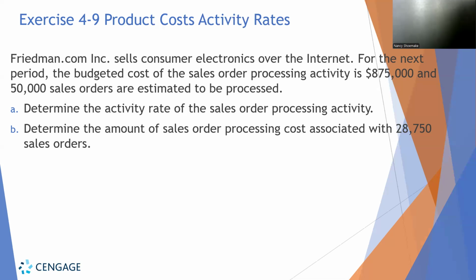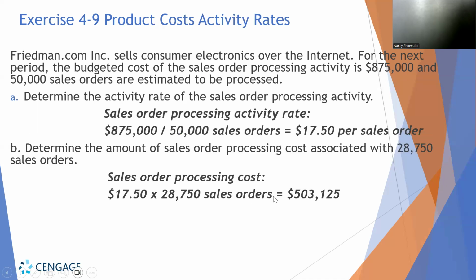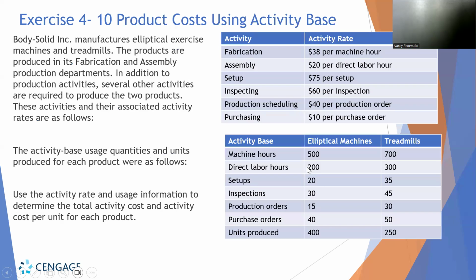Anyway, what did y'all come up with? The activity rate. Anyone? 1750. Who has 1750? Oh, yay. 1750 per sales order. And you can see if we're at 28,750 sales orders, the amount. Does that help, guys? Okay.